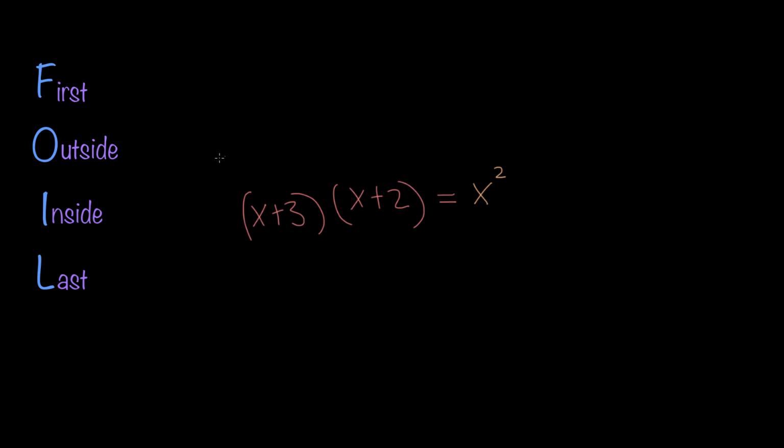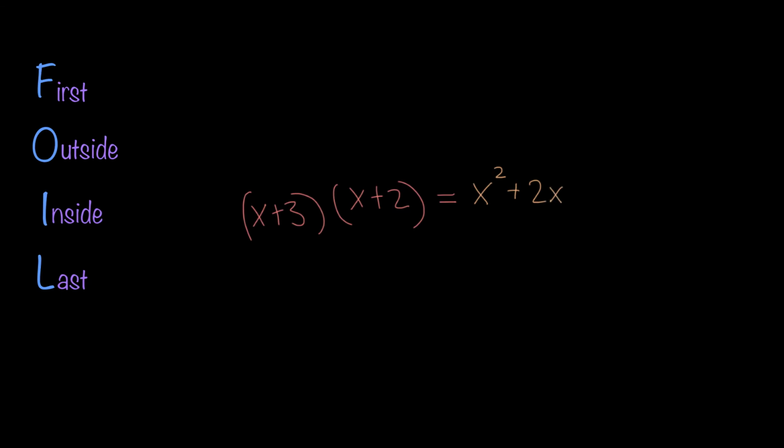Next, we take the outside terms and multiply those by each other. So that doesn't mean the outside of the polynomial. It means the outside of the entire thing, the outside terms of the entire thing. So the term on the outside is first this x, and the term on the outside on this side is this 2. These are both on the very outskirts. So you multiply these two together. x times 2 gives us 2x.